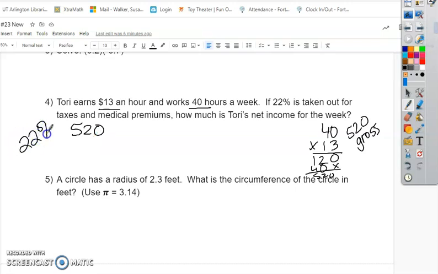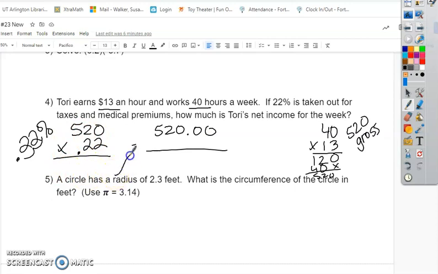So we're going to change the percent to a decimal and multiply. That's your job. Once you get that, you are going to subtract. I'm going to set this up like this just in case, but you're multiplying this times 0.22. Then you subtract those deductions. Deductions are things that come out of your check.